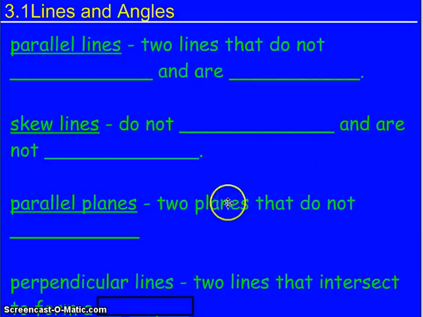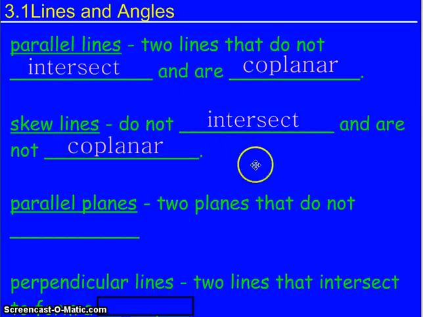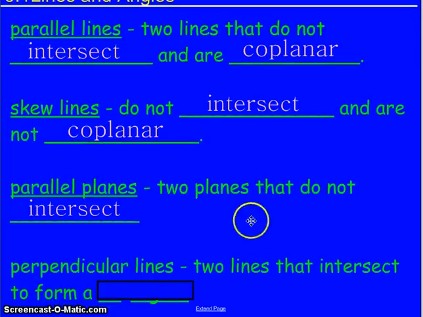So we got some definitions on this page. Parallel lines: two lines that do not intersect and are coplanar. So they got to be coplanar and they cannot intersect to be parallel lines. Skew lines also do not intersect, but they are not coplanar, so I couldn't fit a sheet of paper that would fit both of those lines. And then parallel planes, well, that's going to be similar to parallel lines in that they don't intersect. So if we think of two planes as two pieces of paper, or a box, the top and the bottom of the box would be examples of parallel planes.